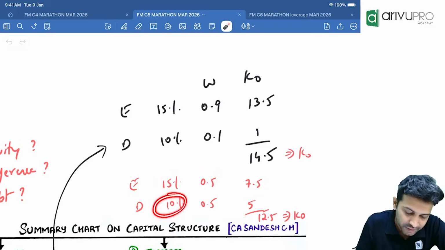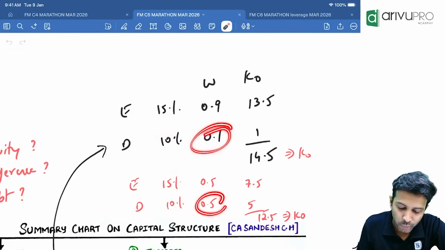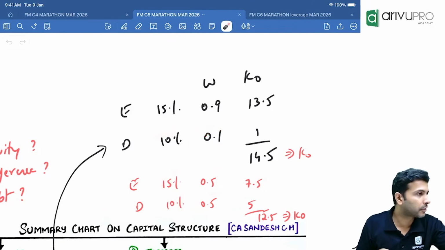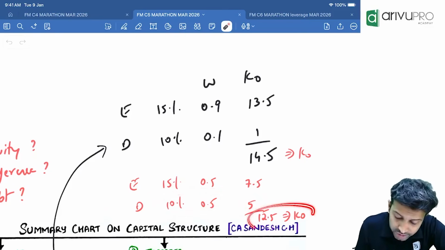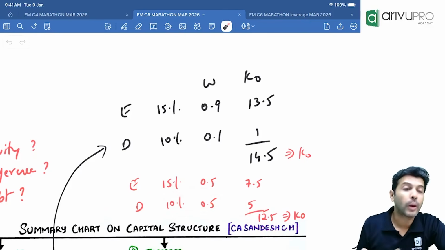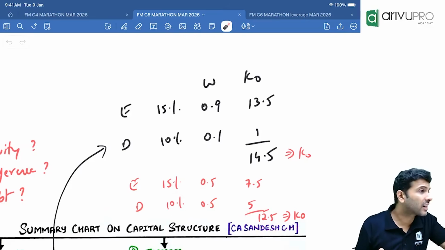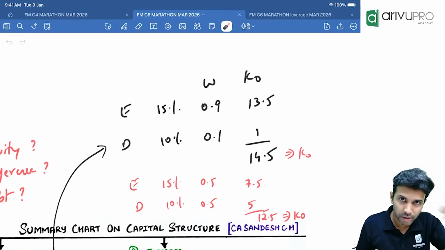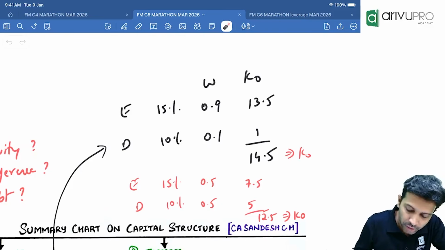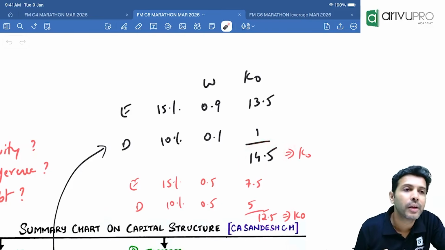7.5. Cost of debt same 10%. But is the weight 0.1 now or 0.5? 50% we made. So these two, if you multiply, you will get 5. What is the Ko now? 12.5. What did I do over here? The debt value we increased because the company took more debt. What happened to Ko? From 14.5 it became 12.5.